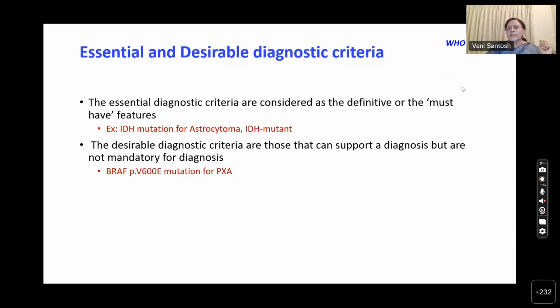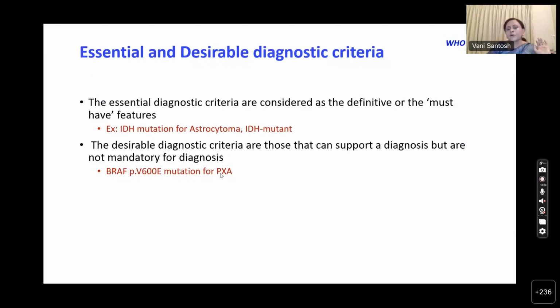Now, what WHO CNS 5 has done is it has introduced essential and desirable diagnostic criteria for every tumor type. Essential diagnostic criteria are those that are definitive criteria. That means they are must-have features for the diagnosis of a particular tumor. For example, for astrocytoma IDH mutant, IDH mutation is an essential diagnostic criterion. Whereas desirable diagnostic criteria are those that can support a diagnosis, but they are not mandatory for the diagnosis.